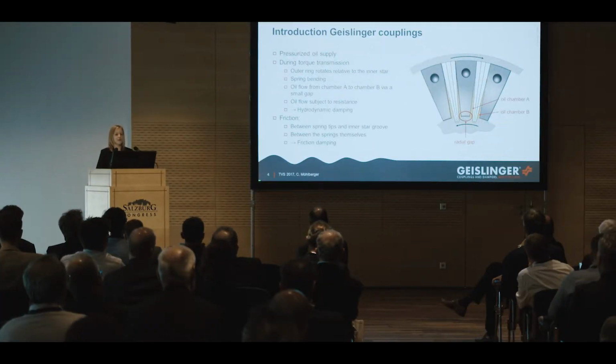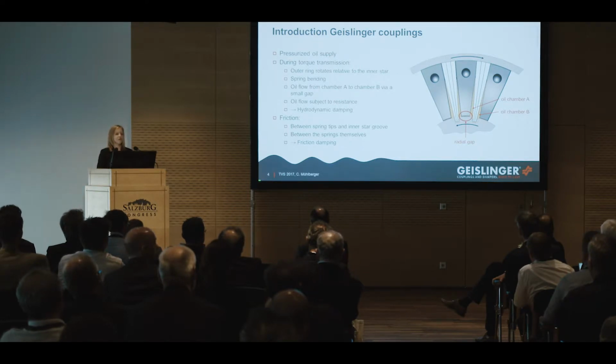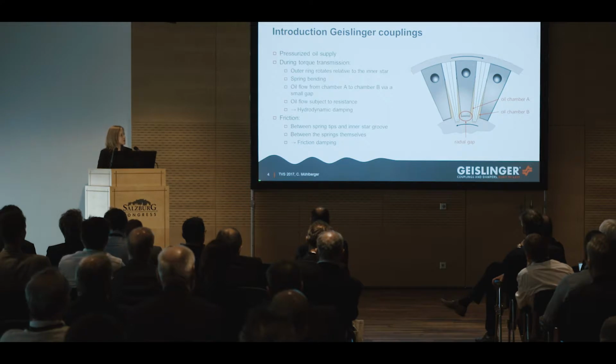What is more is that Geislinger steel spring couplings are oil-filled and often have a pressurized oil supply, which means that during torque transmission, when the outer part of the coupling rotates against the inner part, the springs are bent, and this spring bending then causes the oil to flow from one chamber to another via a small radial gap or damping gap. And depending on the size of this gap, the oil flow is subject to resistance, which means that the movement of the outer and the inner part of the coupling slows down, and this effect is then called hydrodynamic damping.